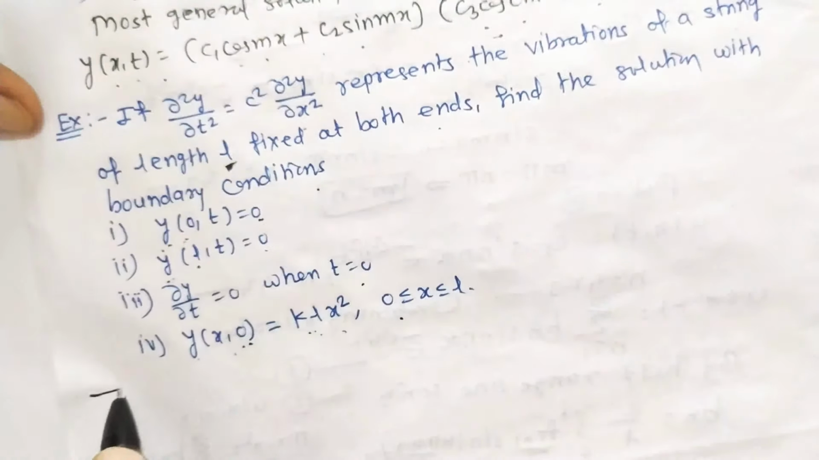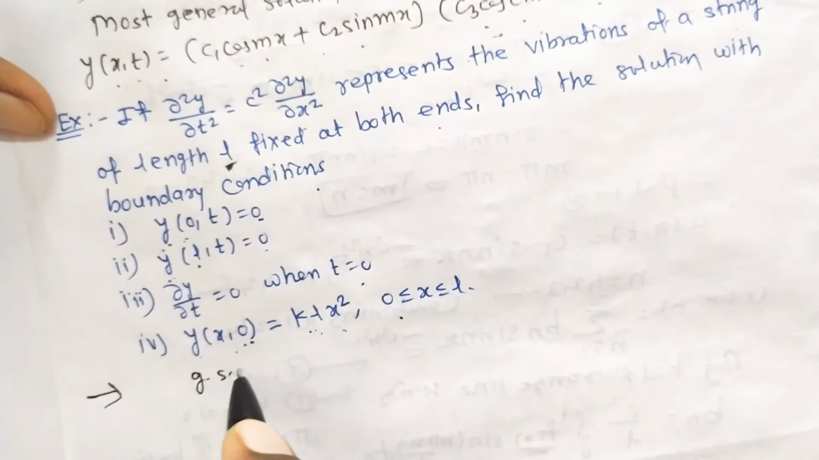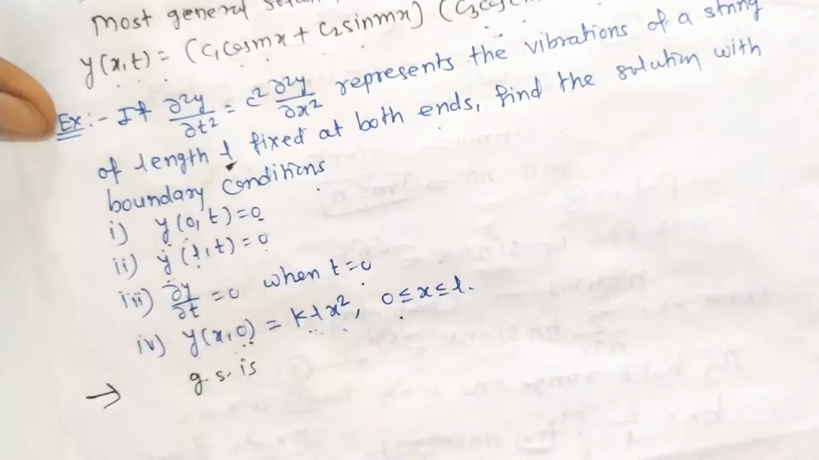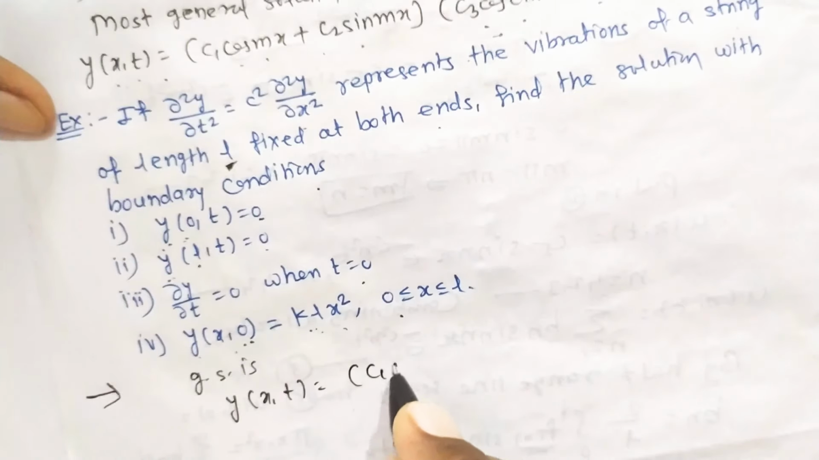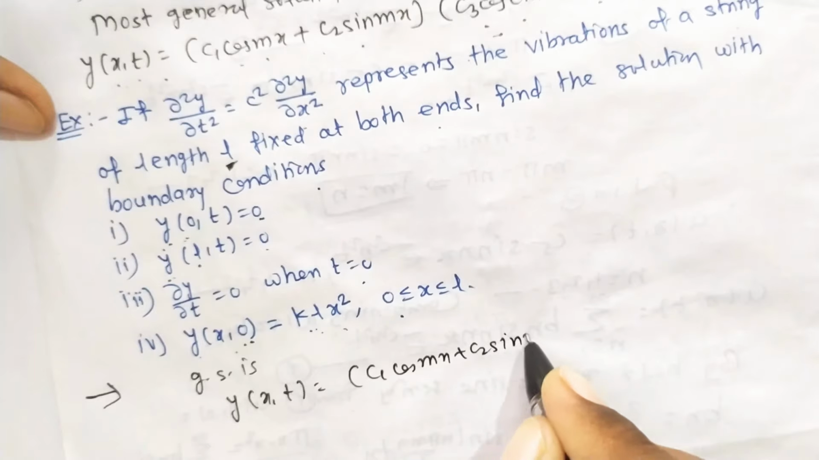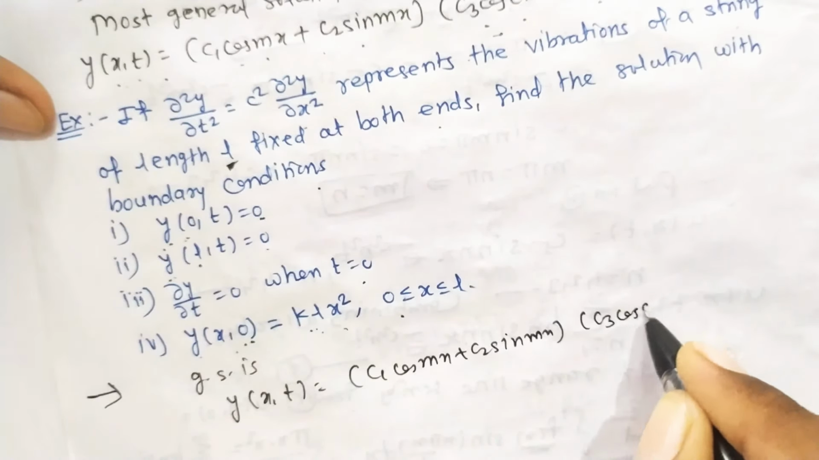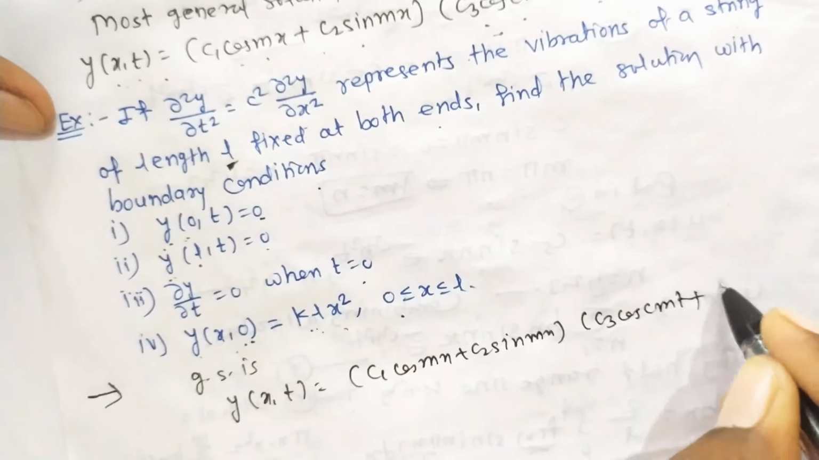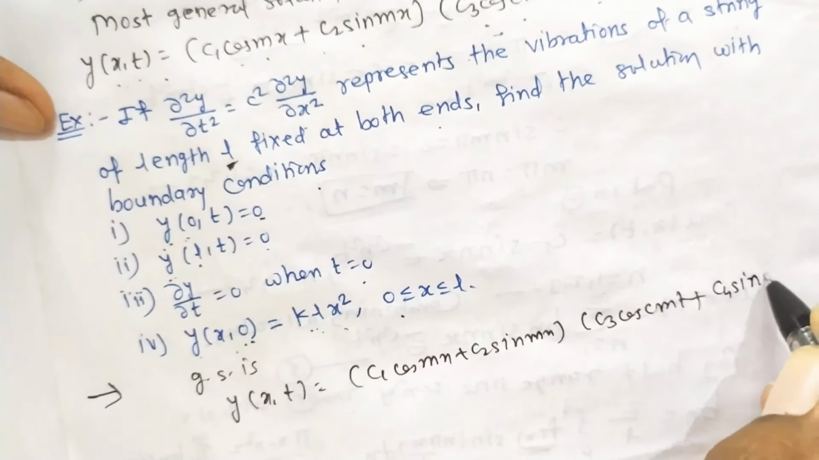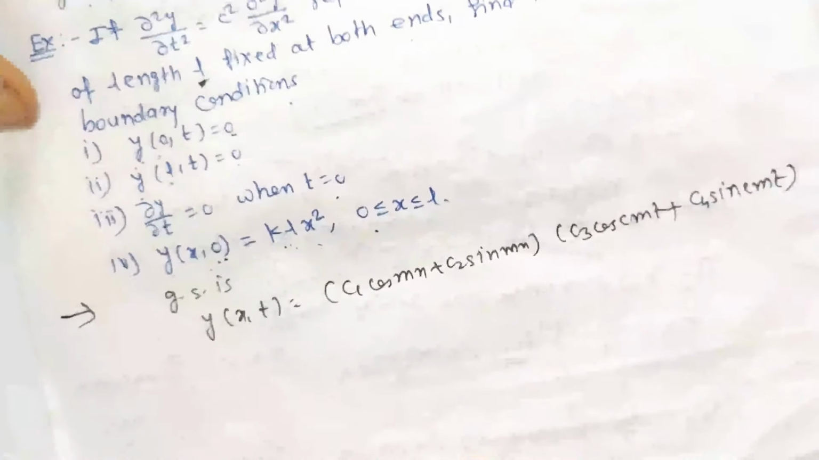So how do we solve such wave equations? We know the general solution. Conditions are already given in the problem, so you have to write the general solution directly: y(x,t) = (c1 cos mx + c2 sin mx)(c3 cos cmt + c4 sin cmt). This is the general solution of the wave equation.